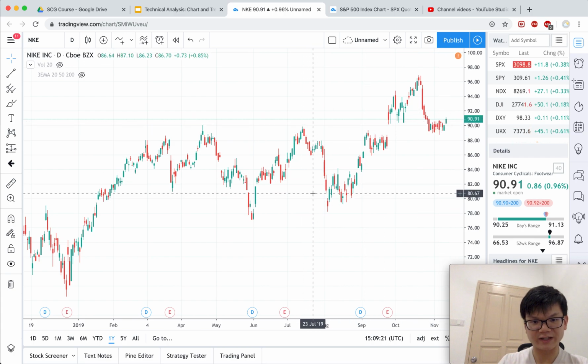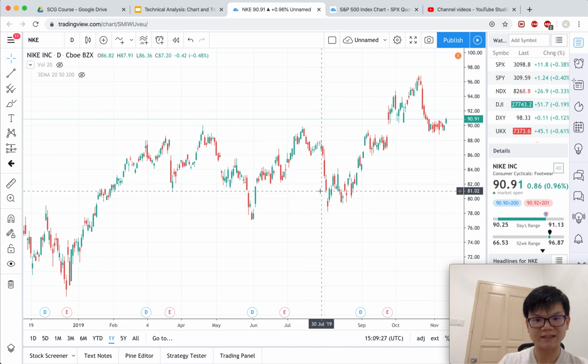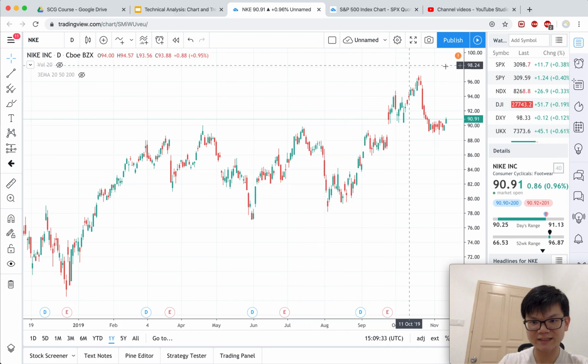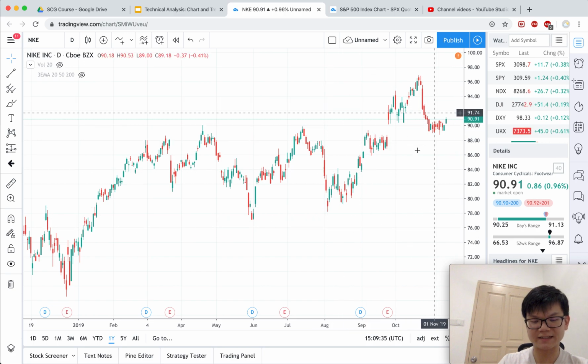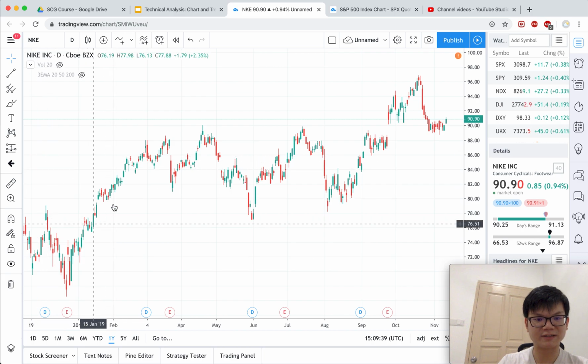So when we talk about trend, there is no definite answer. We will always look at what is the time frame to determine what is the trend. So right now, the most current trend is an uptrend. But for the past 1 year, I will say it is ranging.